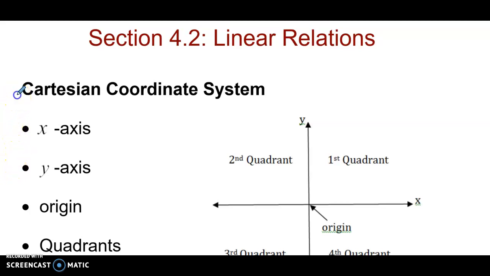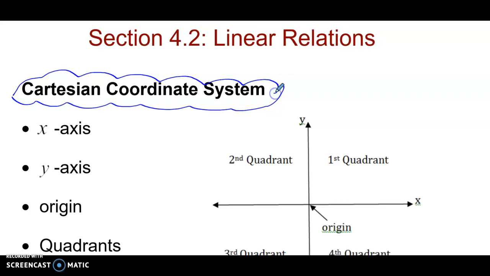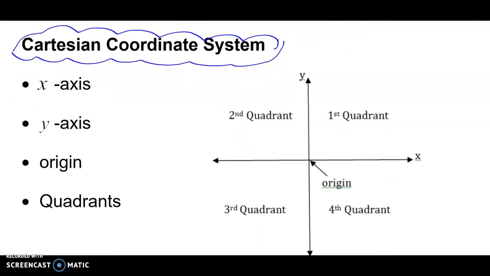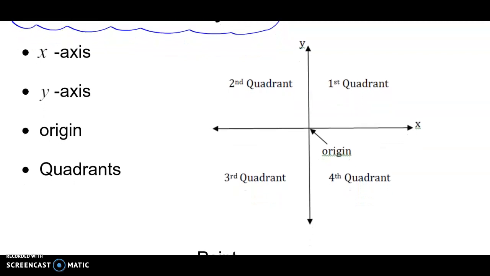In section 4.2, we're going to talk about this Cartesian coordinate system. And we use this Cartesian coordinate system all through high school and into advanced mathematics after high school as well. So we have to look at our two axes. So I have our vertical axis, here our y-axis, and our horizontal axis, which is our x-axis.